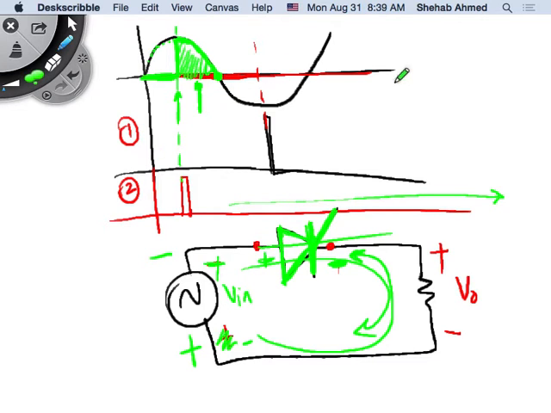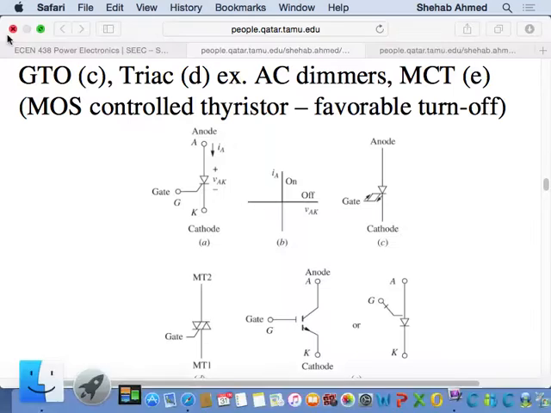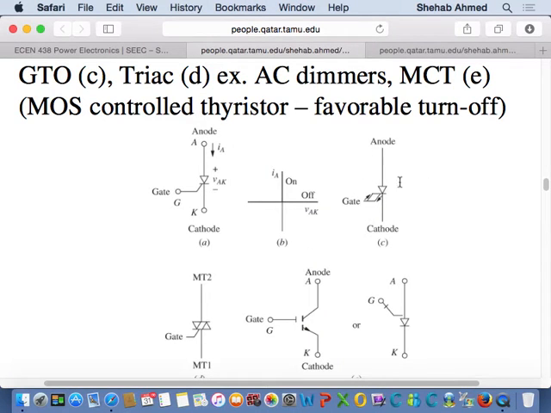So I only want voltage to look like this, for example. I want a smaller voltage, smaller RMS voltage. So I need to be able to turn off the device as well, not just turn it on, right? So people said, okay, let's design something like that. So they came up with the GTO, the gate turn off thyristor, right? So the GTO was nice. It provided that capability, but it required a large gain.